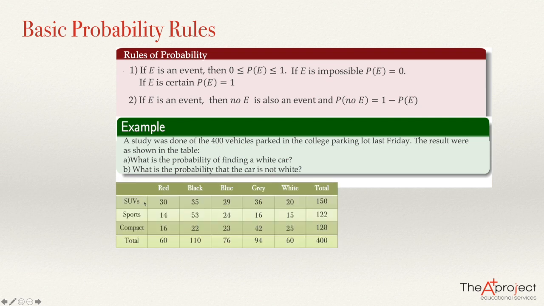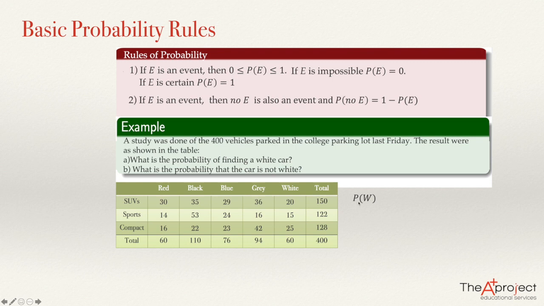This is the table. So we have some cars. For example, there are some cars that are red, some are black, some are blue, etc. And we also have some SUVs, some sports, and some compact cars. In total, we have 400 cars. And they are asking me for the probability of a white car. I will be calling it W, so I will be using this symbol for a white car.